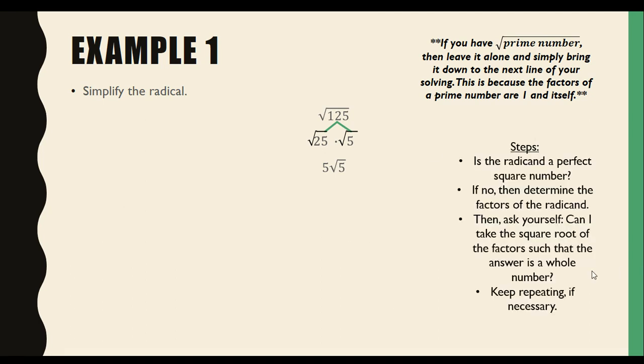And here are the steps that we need to keep in our mind as we're going through this. You're asking yourself these questions. Is the radicand a perfect square number? If it's not, then we're going to look at its factors. And then we ask ourselves, can I take the square root of these factors? Then you keep repeating these three steps. Is it a perfect square number? Can I take the square root of those factors?